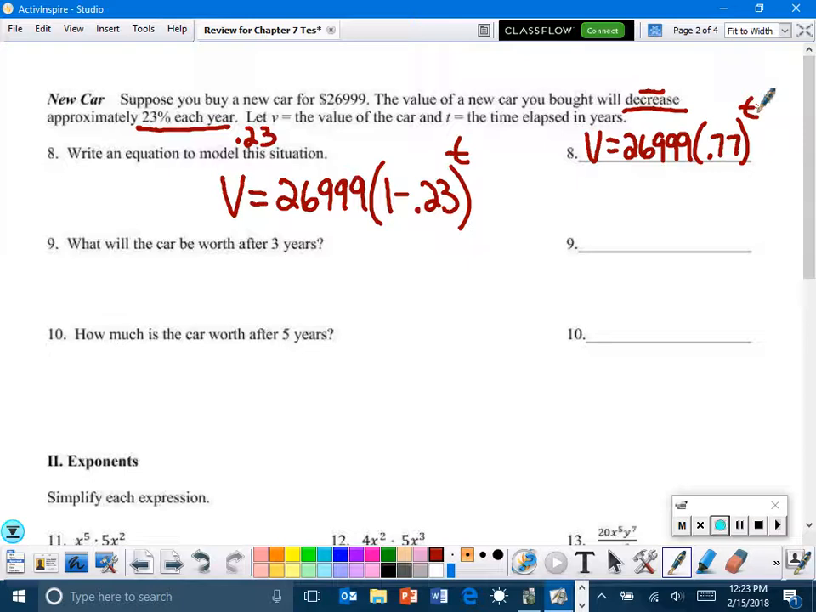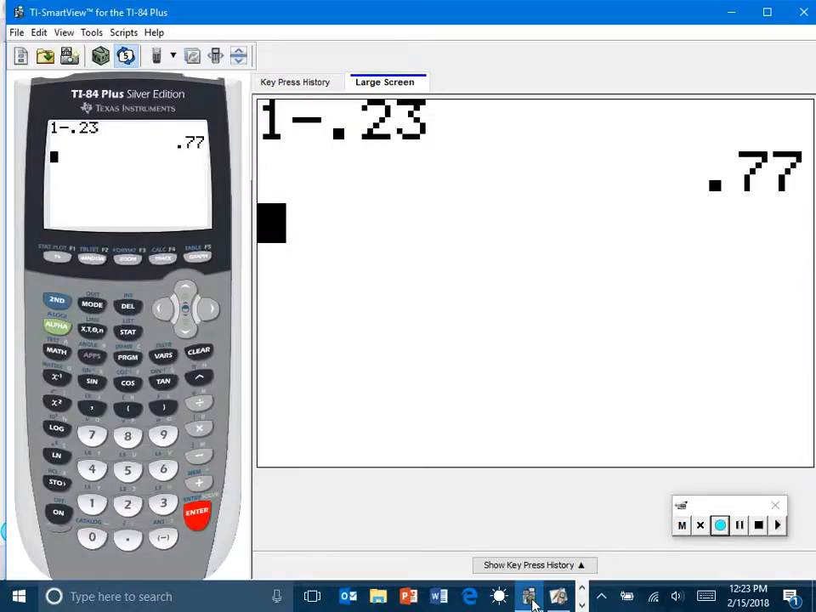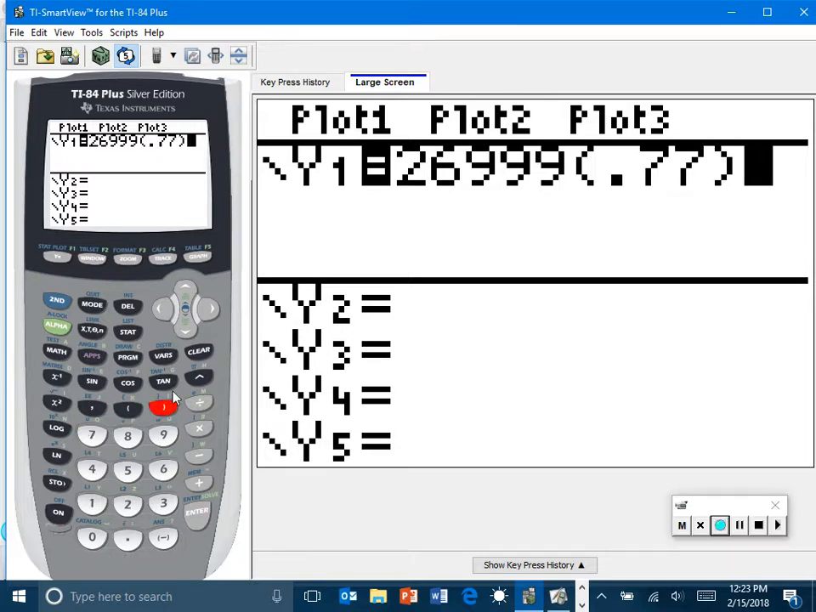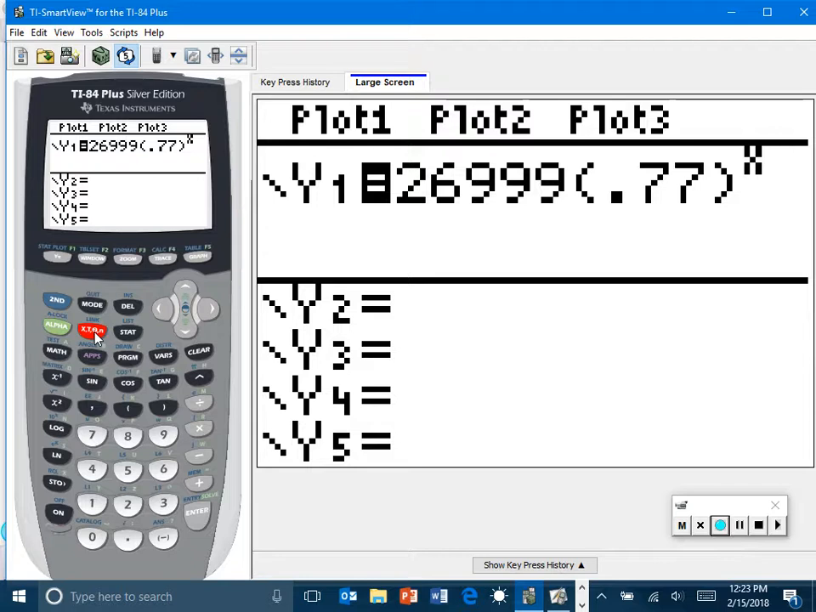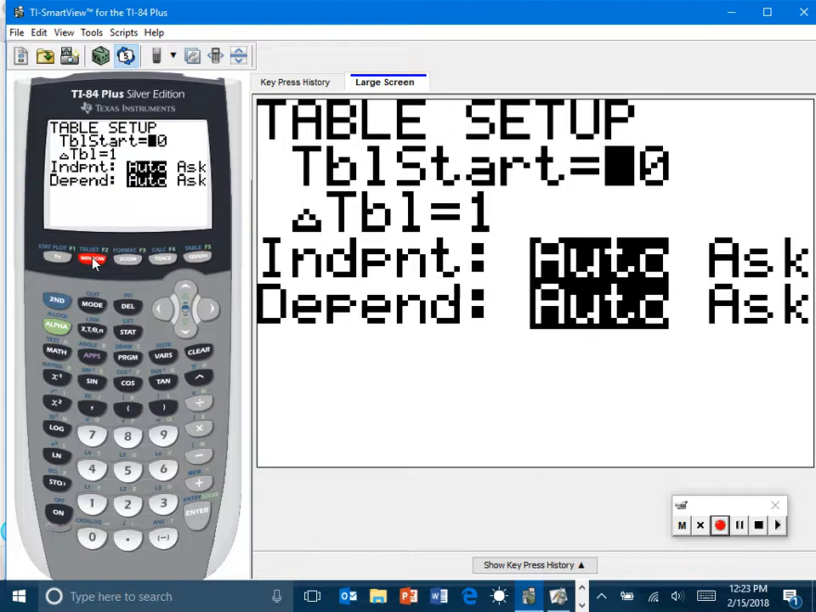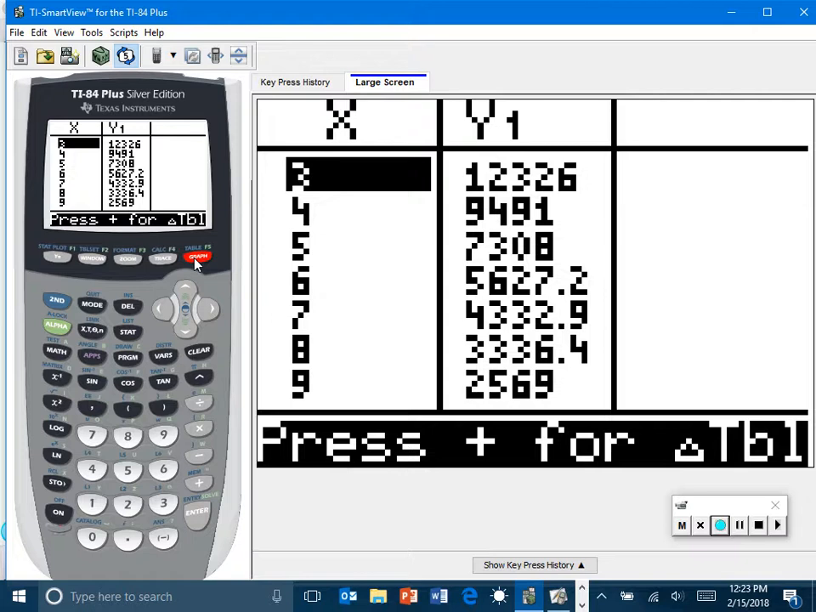Number 9, what will the car be worth after 3 years? So again, I'm going to use my trusty calculator. I'm going to go and type this in, $26,999 times the 0.77 raised to the x power. And it said 3 years. So I'm going to scroll back to number 3, but again, I'm going to do a little cheat here. I'm going to go ahead and jump to 3. There it is. So the car is worth $12,326.